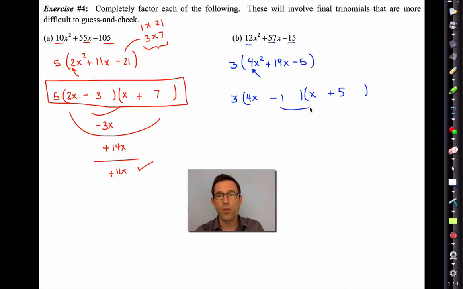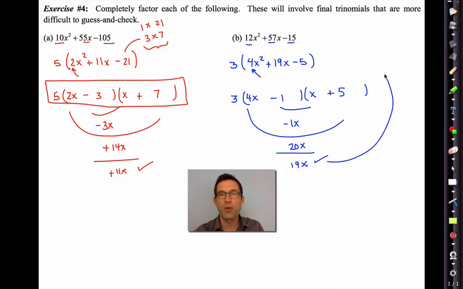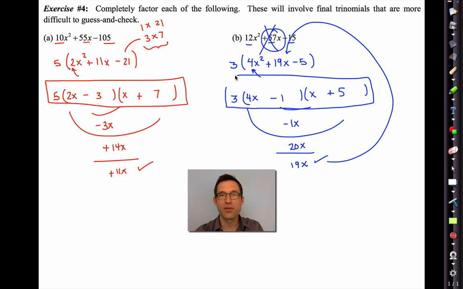But let's take a look at why, right? Negative 1 times x, well, that'll be negative 1x. Here I'll have positive 20x, and when I sum them together, I'll get that 19x. Remember, I'm looking at this, not that one. So there is our complete factorization.